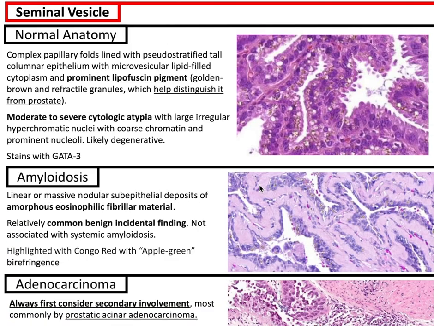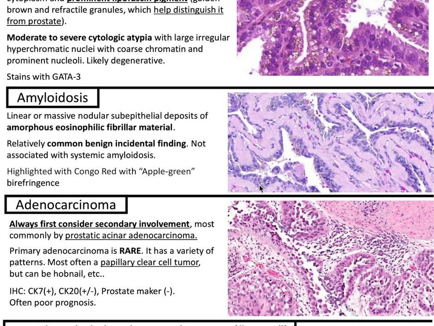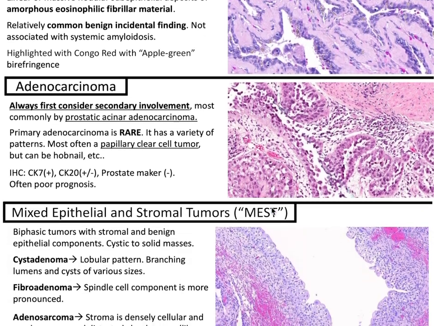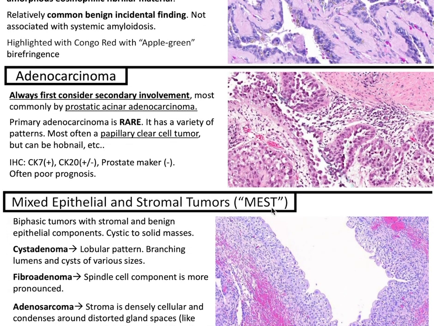We talked about seminal vesicle, which can have prominent lipofuscin pigment, and it can have moderate to severe cytologic atypia, but it's benign, and it stains with GATA3. Amyloidosis, which is a common benign incidental finding and not associated with systemic amyloidosis. Adenocarcinoma, always first consider secondary involvement, most commonly by prostatic acinar adenocarcinoma, because primary is very rare, but if it does happen, it often has a papillary clear cell tumor.